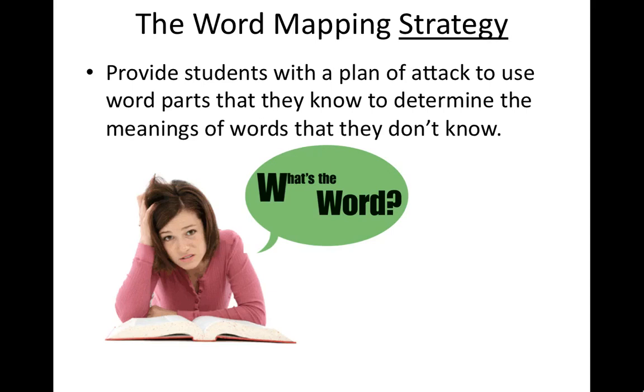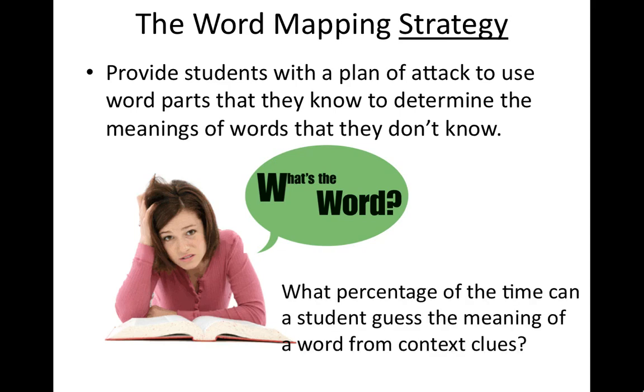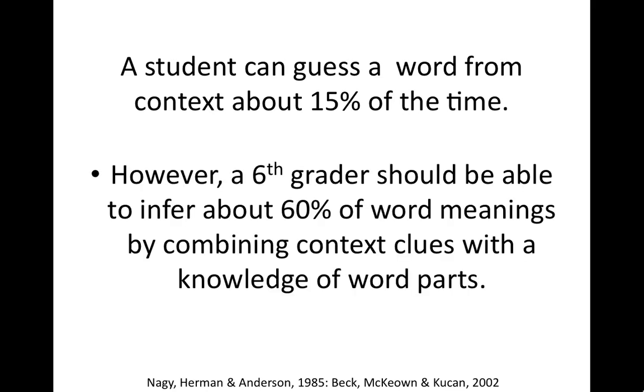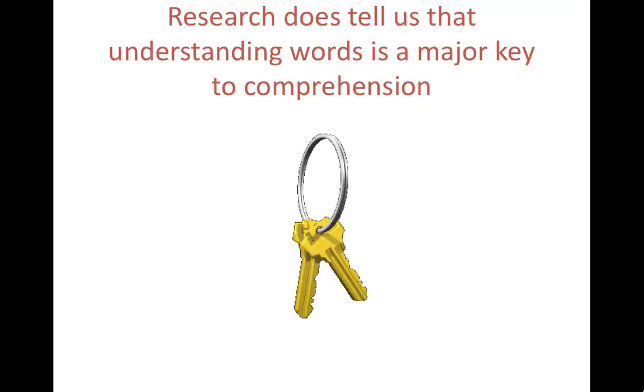Without this strategy, students rely mostly on context clues to try to figure out what a word means. Can you guess the percentage of time a student can guess the meaning of a word from context clues alone? Well, a student can guess a word from context about 15% of the time. Not nearly as effective as we would hope. However, a sixth grader should be able to infer about 60% of word meanings by combining context clues with a knowledge of word parts. That's quite a bump in the level of effectiveness.